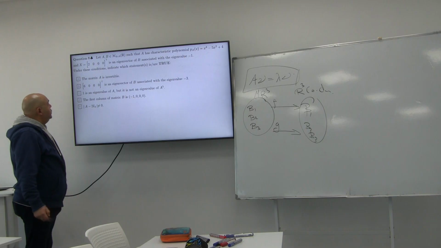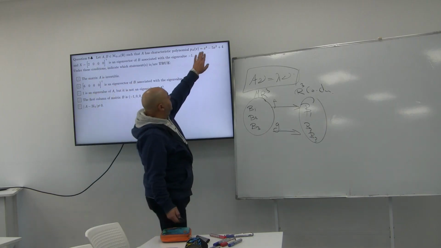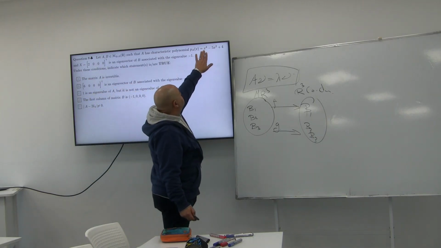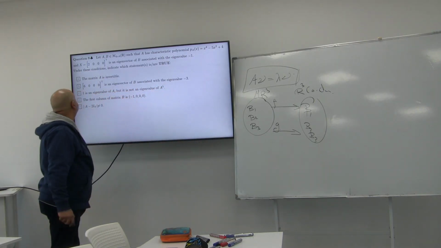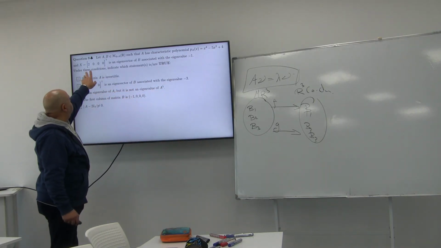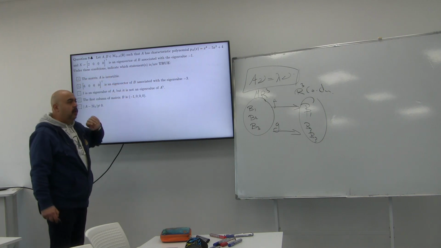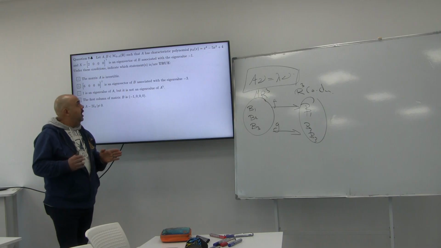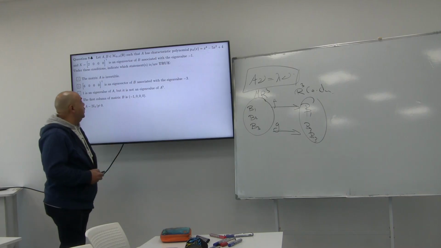Question number 8. A and B belong to 4 by 4, such that A has a characteristic polynomial, which is given. So I can solve this characteristic polynomial to get the eigenvalues, which is very, very simple. And (2, 0, 0, 0) is an eigenvector of B associated with eigenvalue of -1. So first of all, I will have to solve this problem by making the analysis by getting the eigenvalues, and then I will check for the eigenvectors.